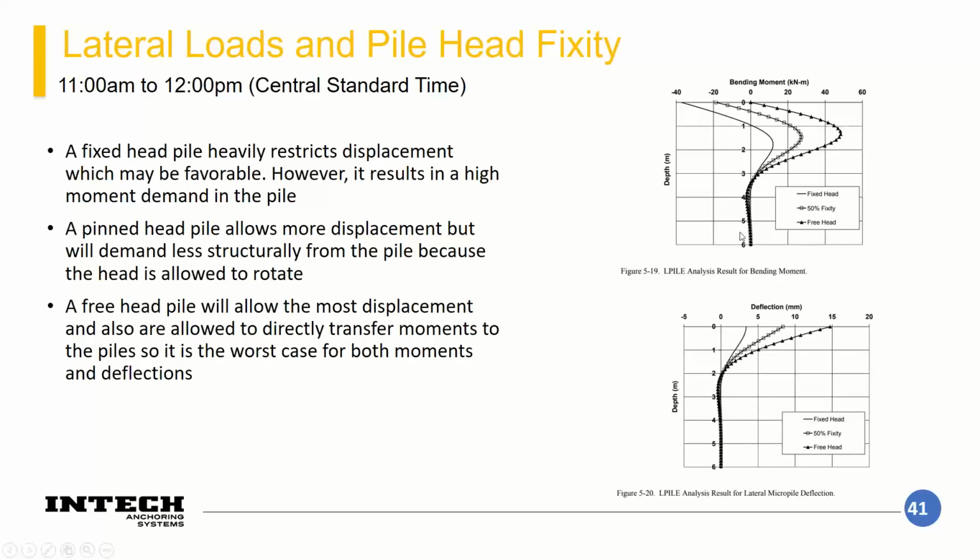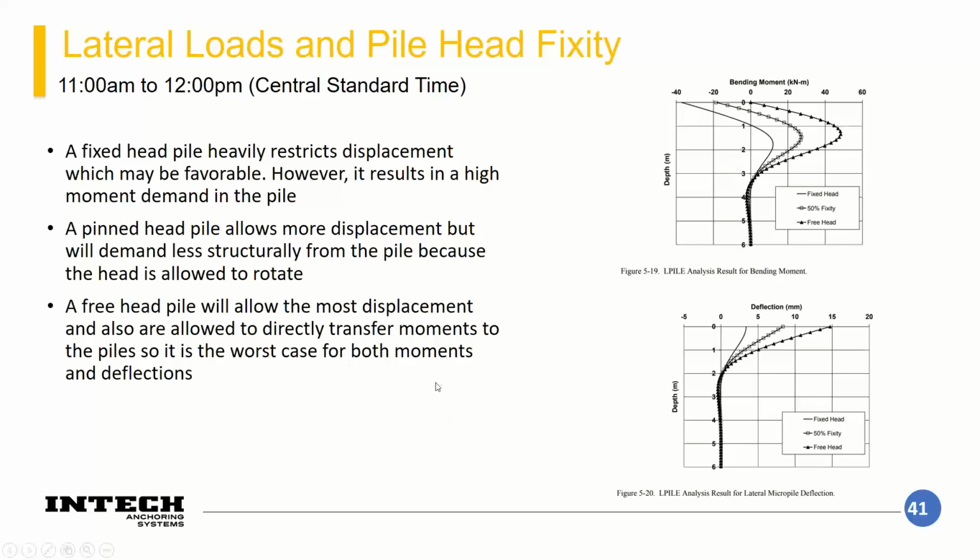Because whenever you restrict the movement like that, your pile is demanded a lot structurally for that condition to happen. So when we look at this bending moment chart at the top, if you've got a fixed head pile, we're almost at a negative 40 kip-foot moment as our worst case moment. But for the 50% fixed, that worst case moment is around 25 to 30, which is a significant reduction over 40, and you can use a much more slender pile.